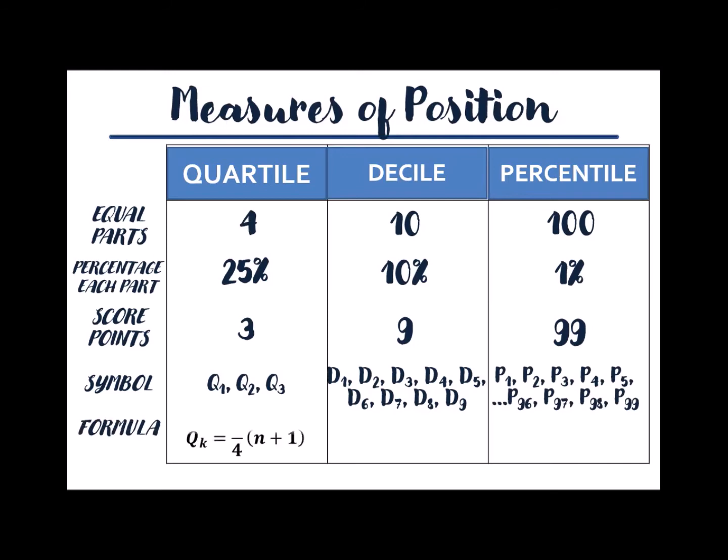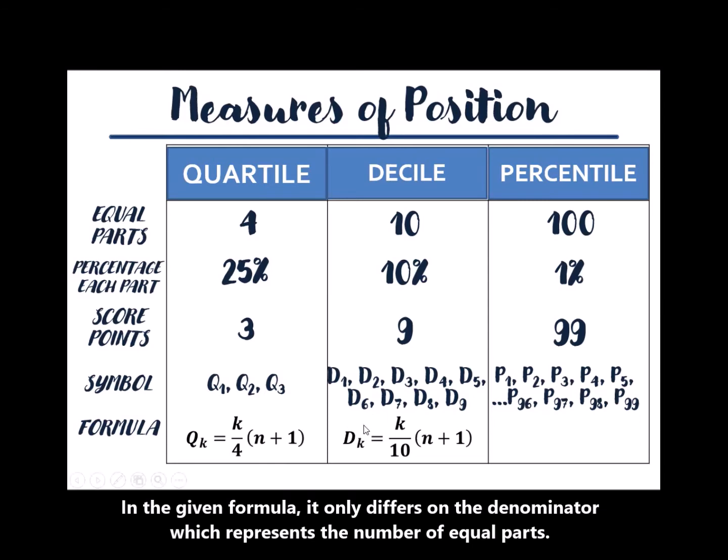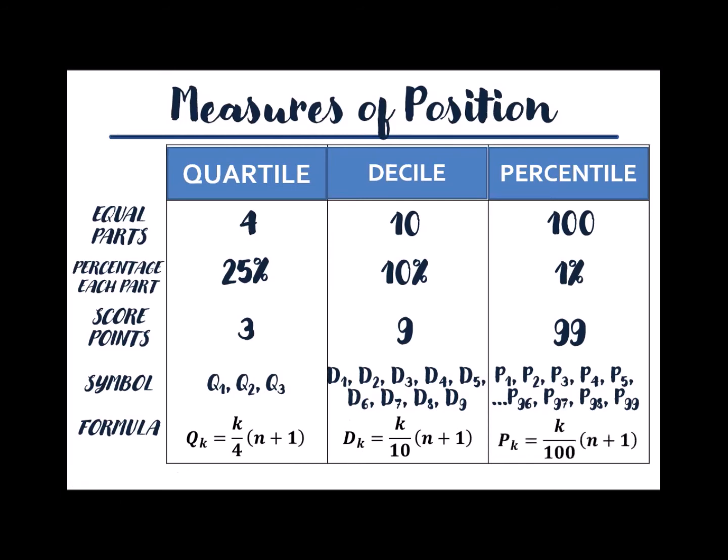At ano ang formula? Sa quartile, na-introduce ko na ito sa nakaraang video: Q sub k is equal to k/4 times the quantity N plus 1. What makes it a quartile? Tingnan ninyo ang denominator ng k. We have here 4. Ibig sabihin, itong denominator na ito ang nagsasabi kung anong klaseng measure of position, dahil ito ang number of equal parts. So pagka decile, ang 4 ay magiging 10, because in decile we have 10 equal parts, at ang symbol ay capital D sub k. At ang percentile, coming from 4 and 10, magiging 100 kasi 100 equal parts, at ang symbol ay P sub k. So with that tabular data, it is easy for us to remember the qualities of quartile, decile, and percentile.